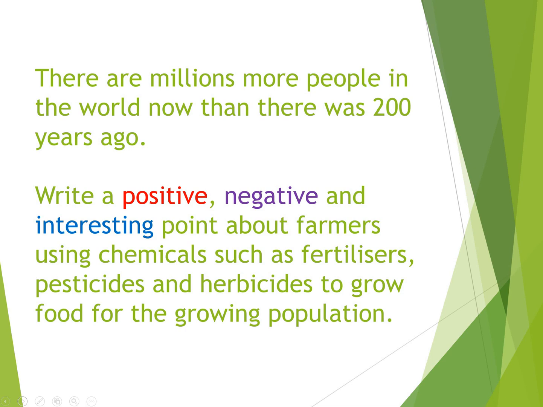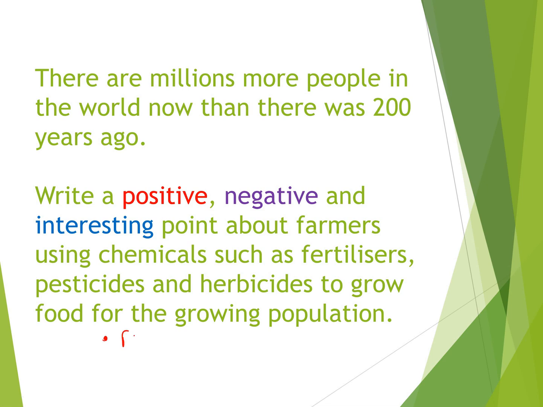So I want you to just think about one positive point about farmers using chemicals like fertilizers, pesticides and herbicides to grow food for the growing population, one negative point about them using these chemicals, and one interesting point about farmers. So I only want a sentence, and you can write them down as bullet points.